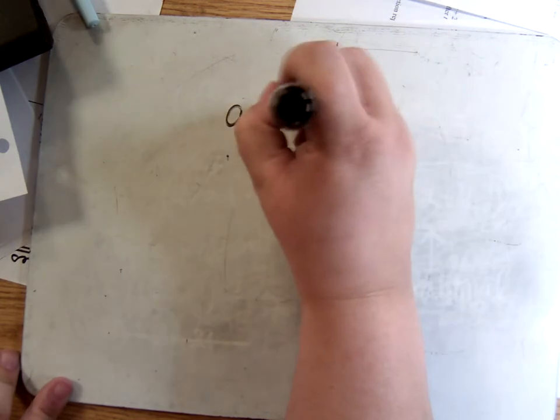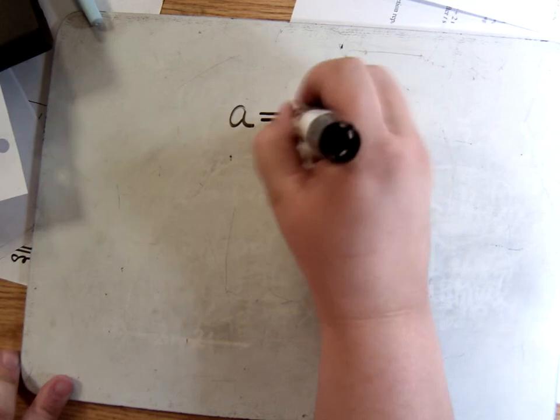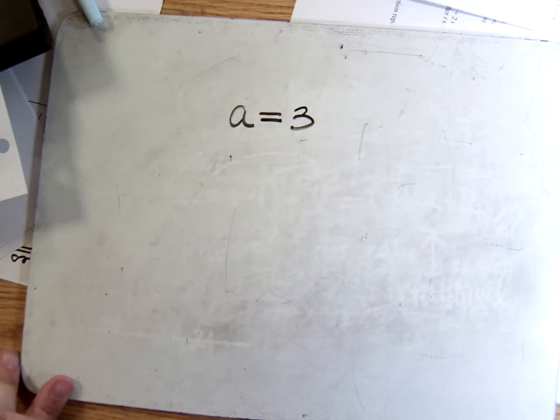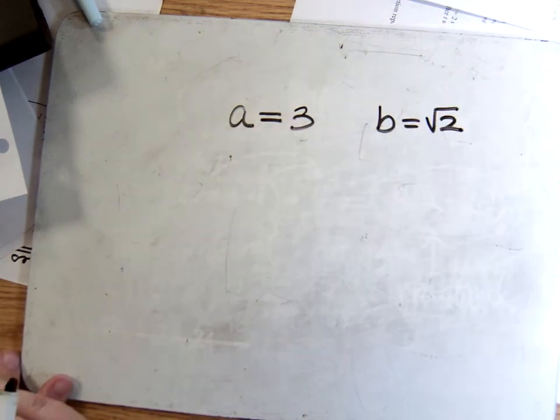Like, well, let's just say 3. It's not 0 and it's rational. And B is an irrational number. Let's say B is square root of 2. Okay? Which of these must be a rational number?